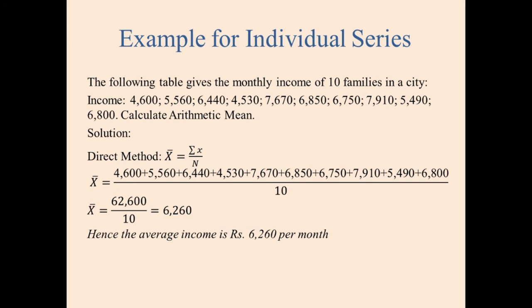If you count, we have 10 variables: 1, 2, 3, 4, 5, 6, 7, 8, 9 and 10. First add all these values, 4600 plus 5560 plus 6440, like this. Add all the variables. If we add that, we will get 62,600 divided by number of variables 10. That gives the annual income of a family as 6260.